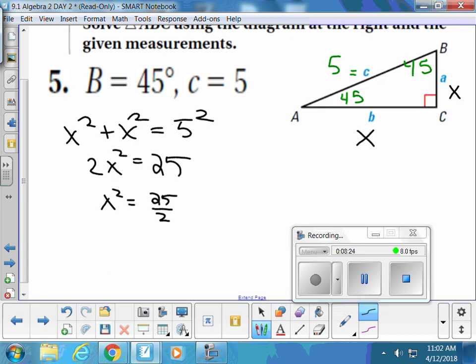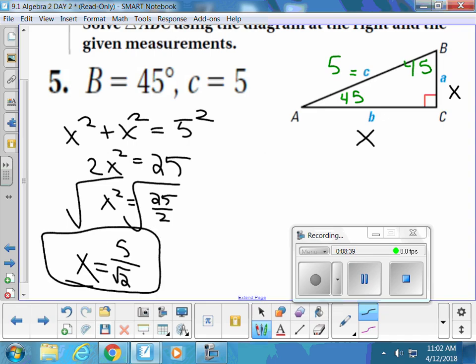And how do I finish? Square root. Now we don't have to worry about any negative answers because we can't have negative side measurements. I'll just do positive answers. The square root of 25 is 5, and the square root of 2 is a really yucky number, so I'll just leave it as radical 2. That would be what both legs measure, leg B and leg A.